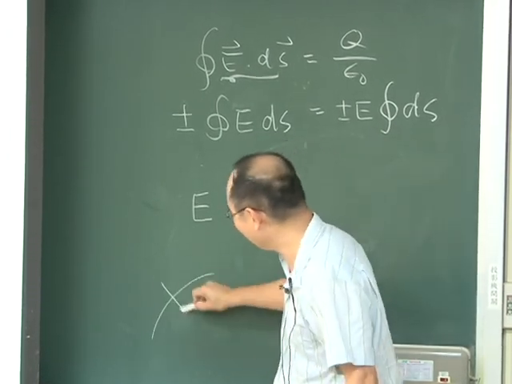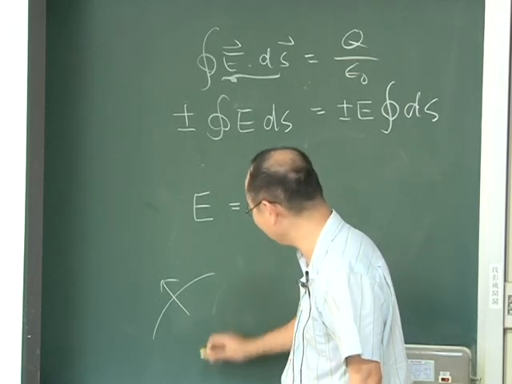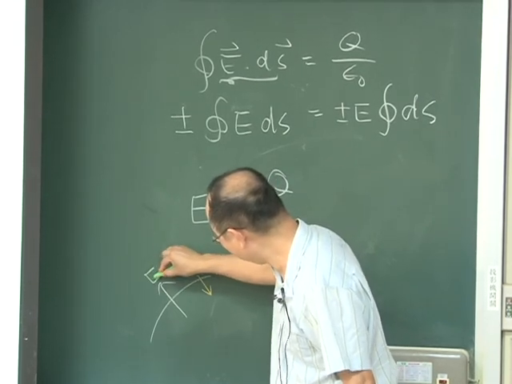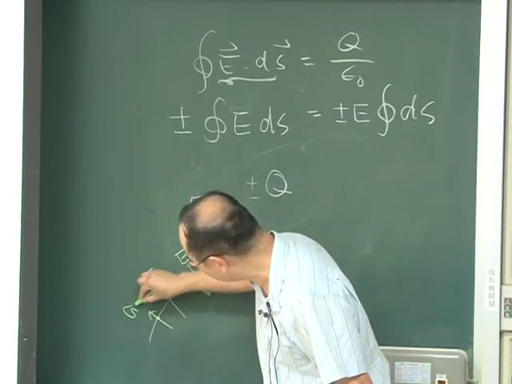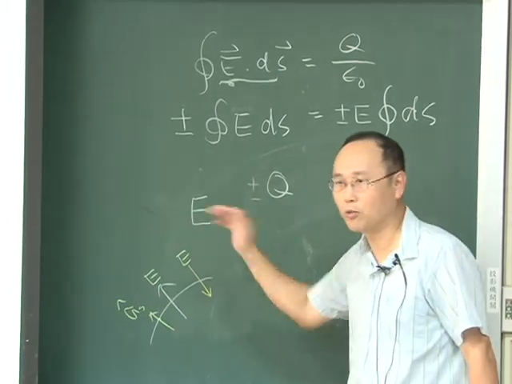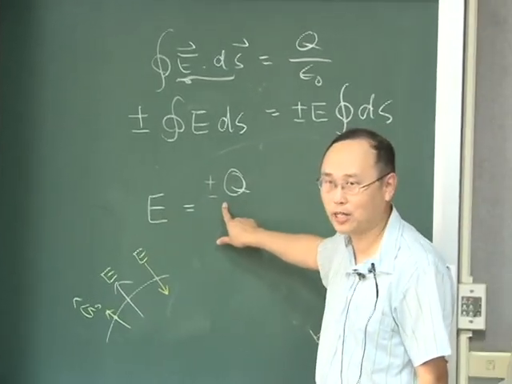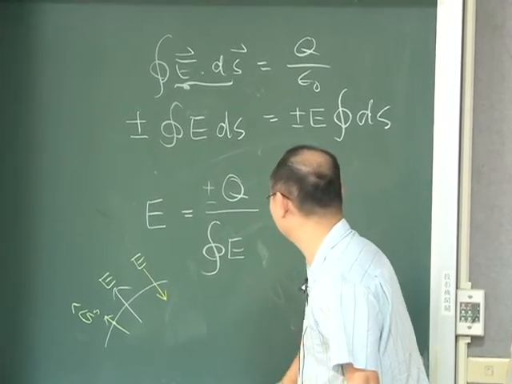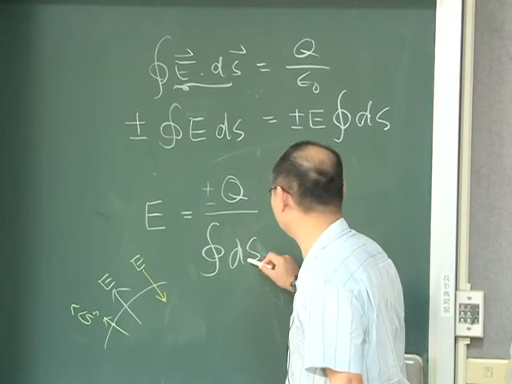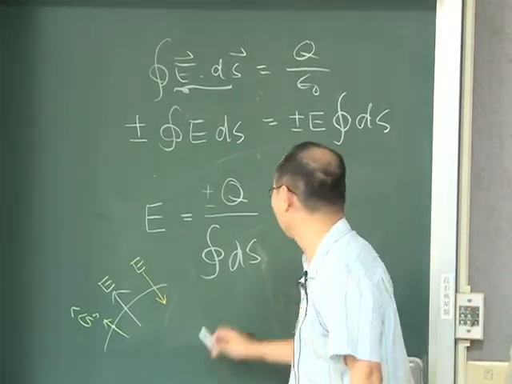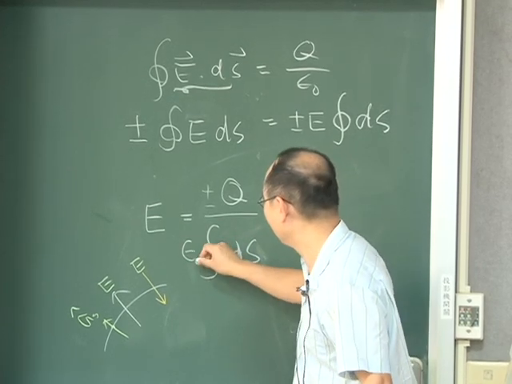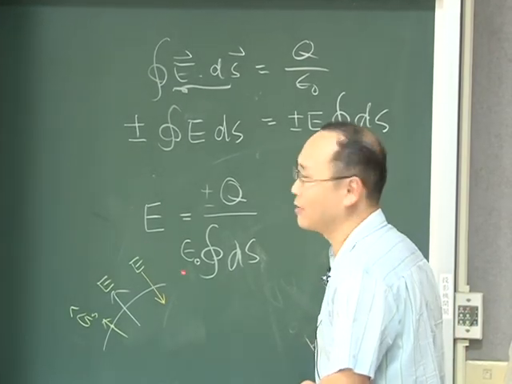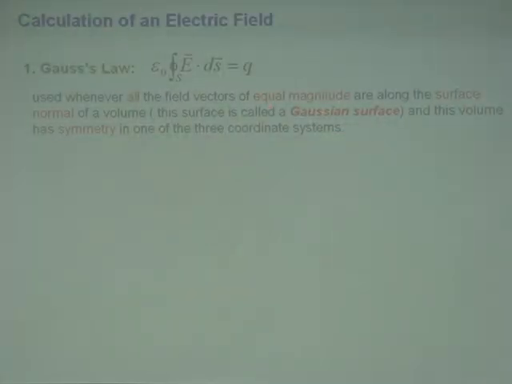Sometimes this electric field is going this direction. Sometimes this electric field is going along this direction, and the direction of the surface normal is always outward. Okay, that's why you could have a positive or negative sign, and then you divide this by whatever you calculate from this surface integration. And don't forget that you have a vacuum permittivity associated with it. So this is how you calculate the electric field by using Gauss's law.